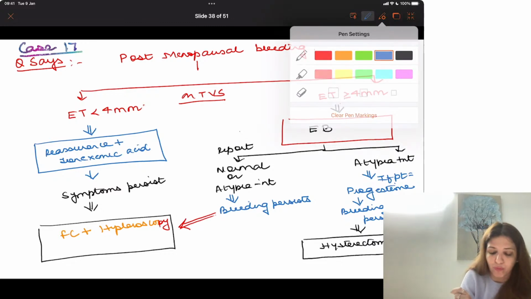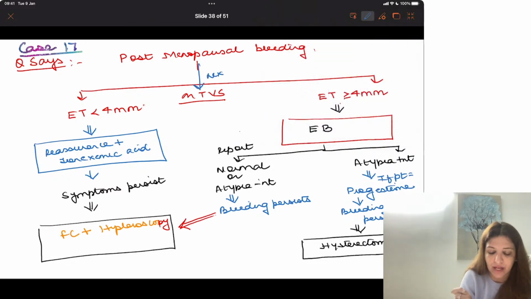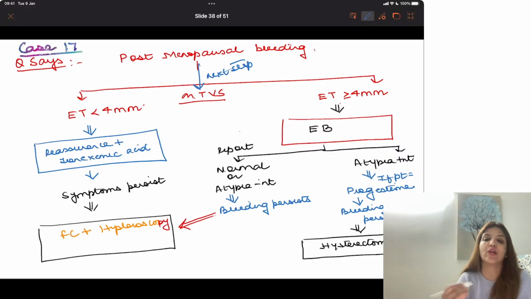Next step in case of postmenopausal bleeding is TVS. On TVS, if endometrial thickness is less than 4 millimeters, what am I going to do? And patient is bleeding, I'm going to give tranexamic acid. If symptoms persist, as I told you, then I'm going to go for fractional curettage and hysteroscopy. If endometrial thickness is more than or equal to 4 millimeters, I will do endometrial biopsy.